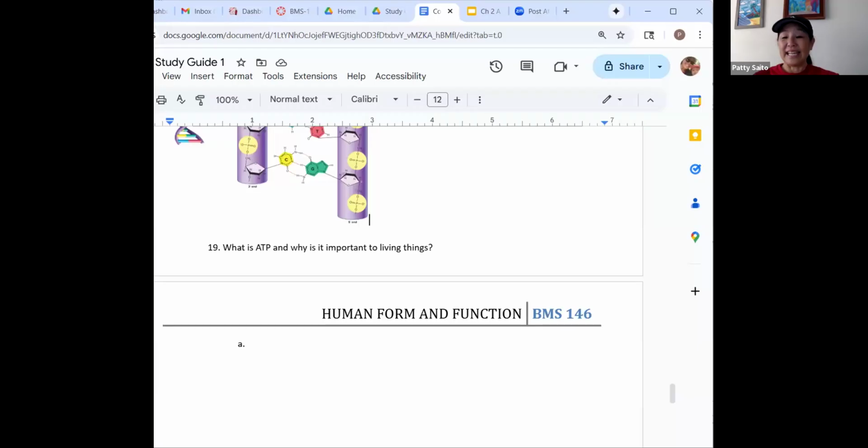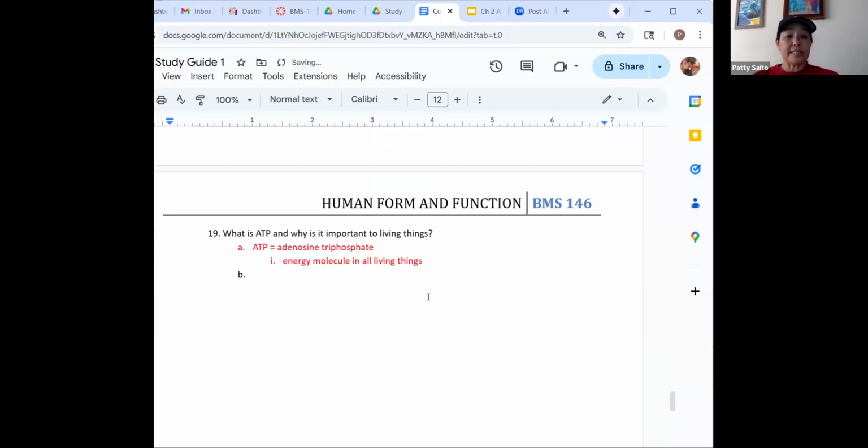Lastly, ATP. What is it? Why is it important? ATP is an energy molecule. It stands for adenosine triphosphate. It is an adenine with 3 phosphates on it, triphosphate, and it is the main energy molecule in living things. So we make it, and the more ATP we make, the more energy we have. If you're a marathon runner or long distance runner, you want to be really efficient and good at making ATP, because then you can run farther.